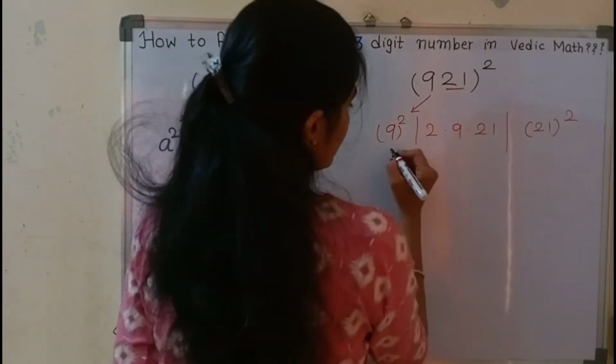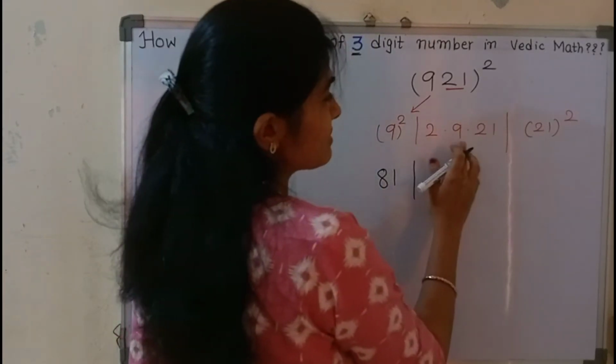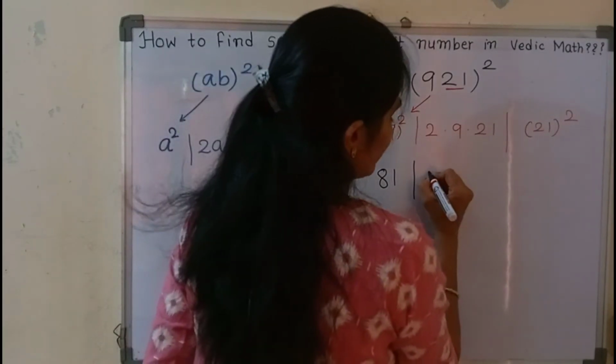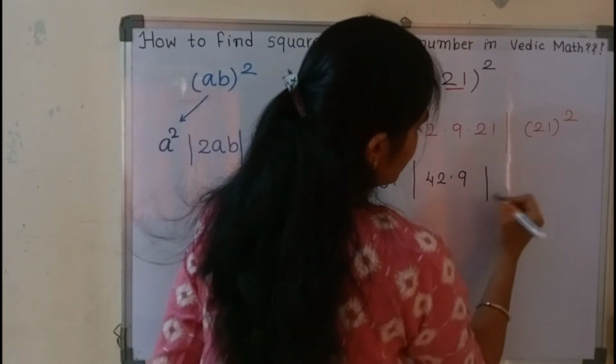Friends, here this is quite simple. I can write it as 81, right? Now 2 times 9, 18, 18 times 21, which will become a little bit difficult. So rather than that, I can write it as 42 times 9, right? I am going to regroup it, so it will become easier.